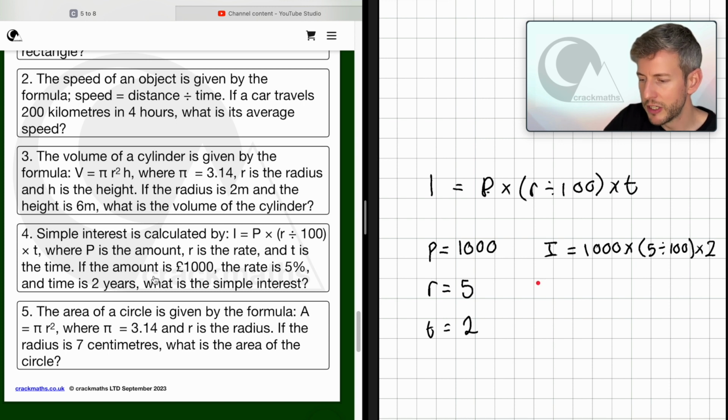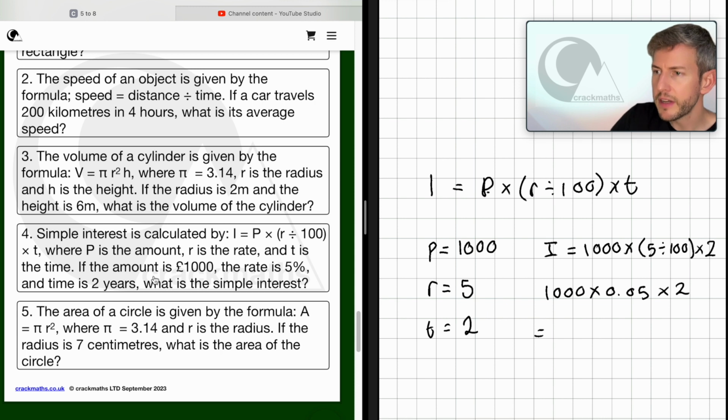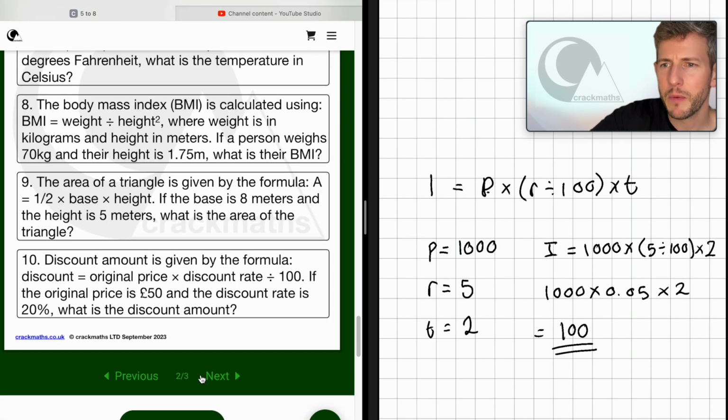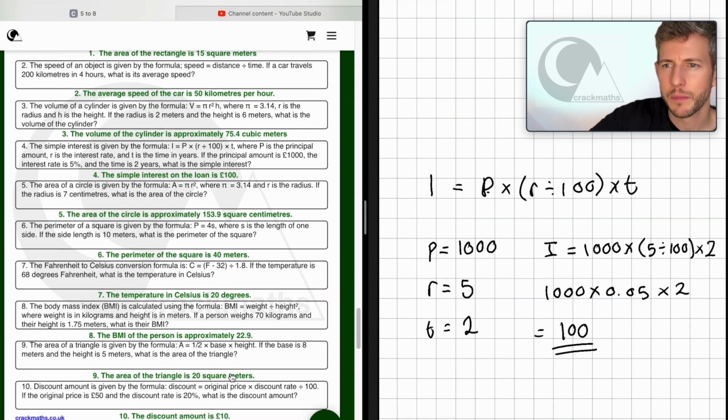So I'm going to have a look at this again. So this is going to be 1,000 times by 5 divided by 100, which is 0.05. Multiply that by 2. And I'm going to do this on my calculator because this seems to me like a calculator question. So let's go for 1,000 times 0.05 times by 2. So that equals 100. Okay, that's great. Let's check the answers to see if that's right. And then maybe we'll have a go at one more question before we're done.